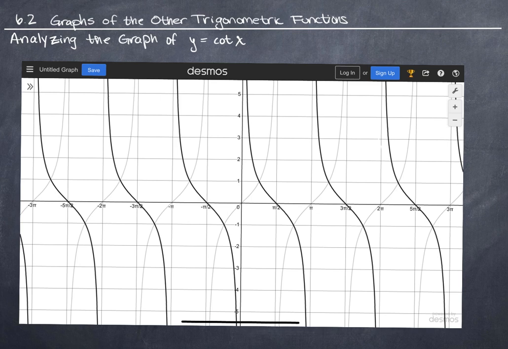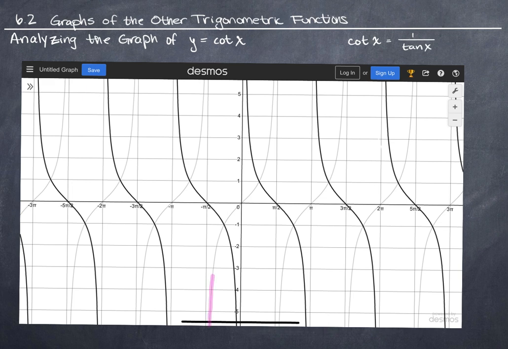In this video, we're looking at the graph of the cotangent of x. Remember that cotangent of x is equal to 1 over the tangent of x. So we're going to use the same sort of strategy as we did for graphing the secant, which is 1 over the cosine, and graphing the cosecant, which is 1 over the sine.